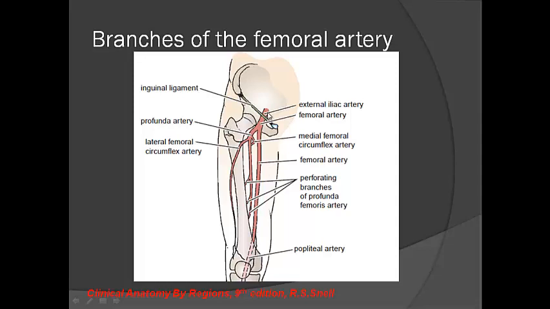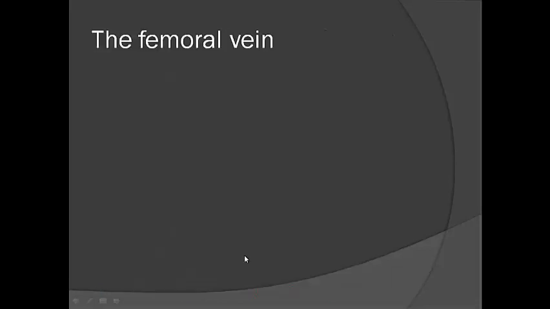So remember, you've got the femoral artery as a continuation of the external iliac. It gives off the profunda femoris artery that supplies the posterior compartment as well as other regions of the lower limb. And the femoral artery itself will continue in the anterior compartment, supplying that region, pass through the adductor hiatus, and end up becoming the popliteal artery.